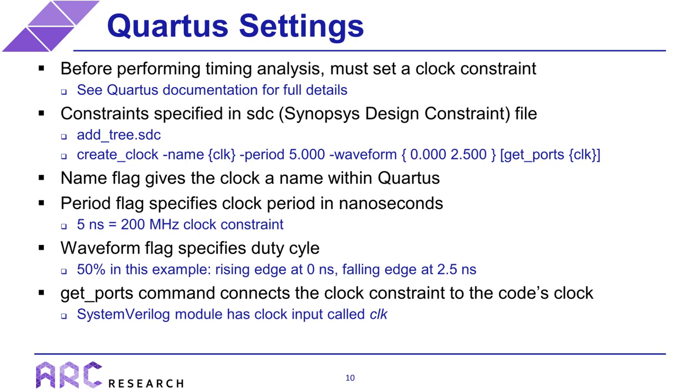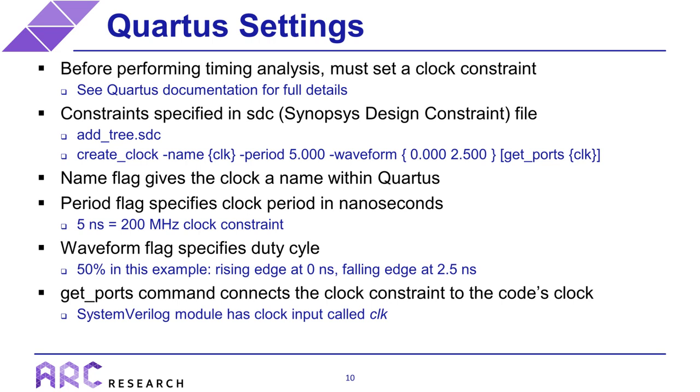Constraints are specified in SDC files, which you can also specify using the Quartus GUI, but Quartus will just store those in an SDC file anyways, so sometimes it's just more convenient to specify it directly in the SDC file yourself. For this example, the project includes an addtree.sdc file. Within that file, you can find a create_clock command that defines the clock constraint that we're going to be using. So the name flag for this command just gives the clock constraint a name within Quartus. This can be anything you want. I just happen to make it the same name as the clock in my code, but it doesn't have to be. The period flag specifies the clock period in nanoseconds.